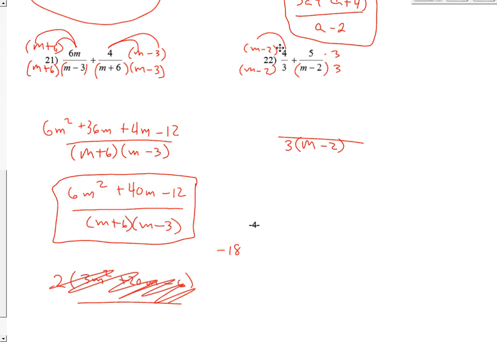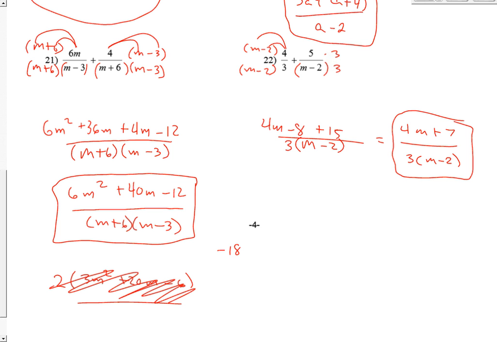And here I'm going to distribute the 4. I get 4m minus 8. And then plus, so 5 times 3 is 15, so plus 15. And I'm going to get 4m plus 7 over 3 times (m minus 2). There's nothing there to factor out, and there is my answer. And we're done.